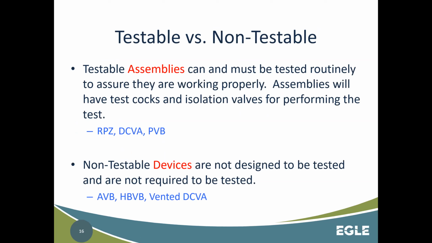Testable assemblies. Okay, so there are 3 of them that are considered assemblies. They are mechanical working devices. They have test ports on them that allow you to isolate the valves and test the pressures to ensure that they are still in proper working order. Okay, they are what we would call an RPZ, a reduced pressure principle backflow preventer is its technical name, a DCVA, double check valve assembly, and a pressure vacuum breaker. Those are the 3 testable assemblies.